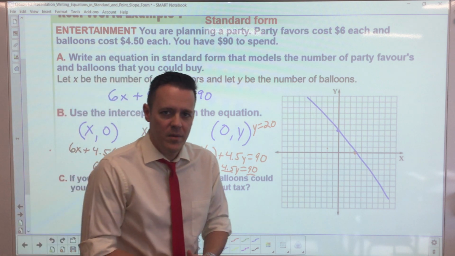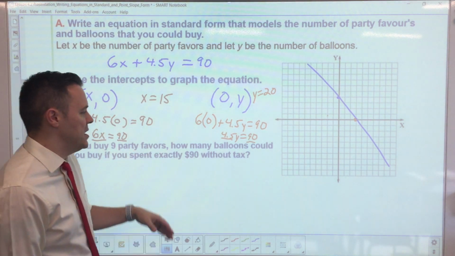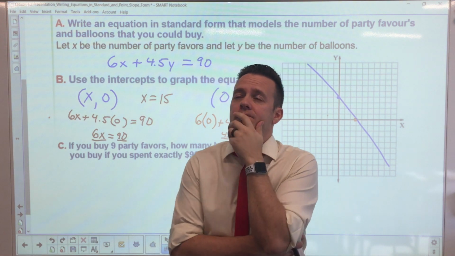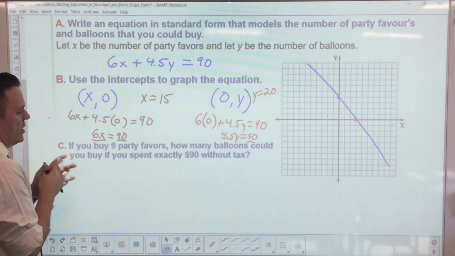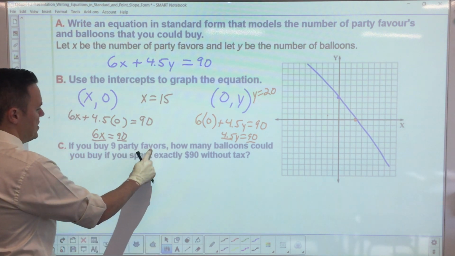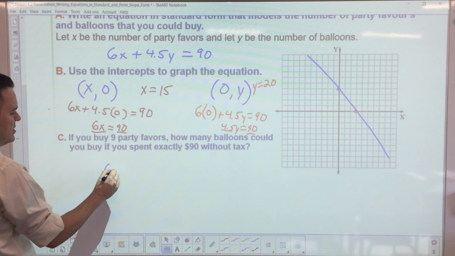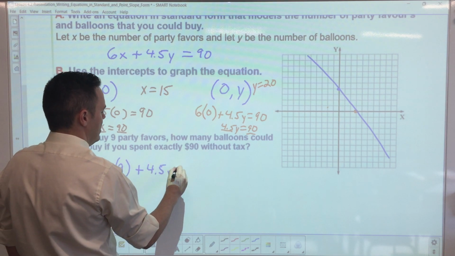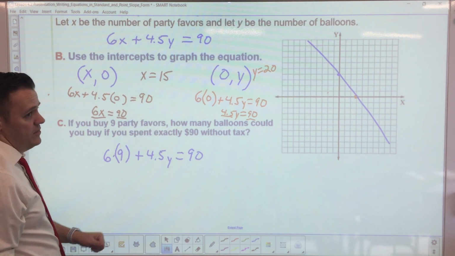Now, one thing I want to make sure you guys understand is, the next part of this says, if you buy 9 party favors, how many balloons could you buy? Do I want you to do the math on this? Yes and no. The reason I say yes and no is because I want you to do the math this one time so you know how to do it. So if I'm going to buy 9 party favors, my 9 party favors is what? The x value. So it's 6 times 9, and then it's going to be plus 4.5y equals 90. Multiply this out. 9 times 6 is 54.